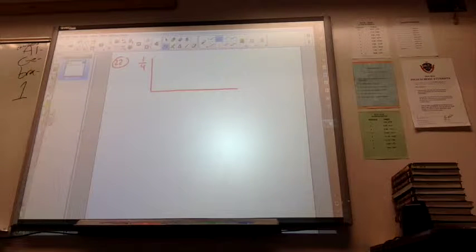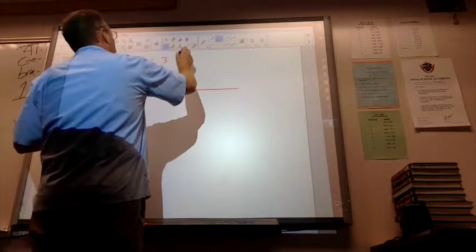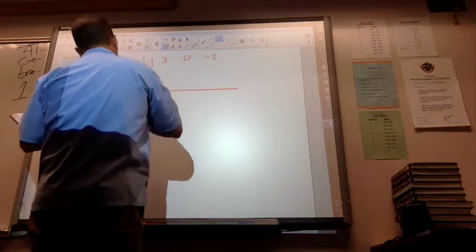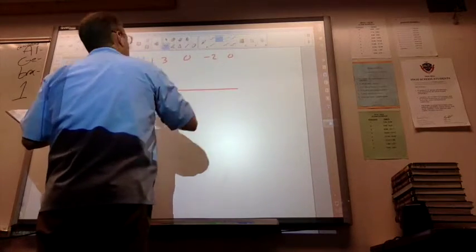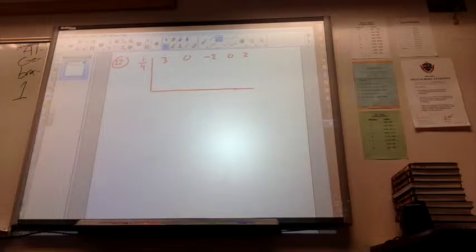And then I have a 3. I don't have an x cubed term, so I'm going to put a 0. I have a -2. I don't have an x term, so that's a 0. And then I have a 2. Is everybody okay with how I'm doing that so far? Why am I dividing by positive 1/4 when it was x minus 1/4? Do the opposite. Absolutely. You're setting that binomial equal to 0.